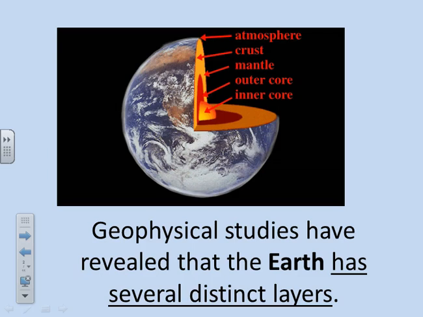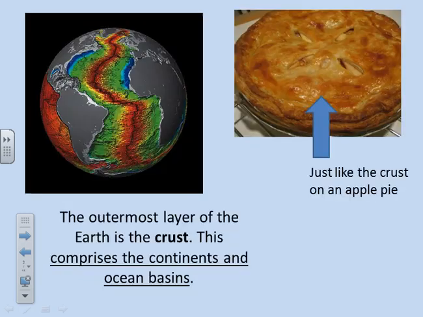We all know that Earth does have several distinct layers. And if you take a look at the graphic, you will see that the inner core, outer core, mantle, crust, and atmosphere is labeled. Okay, so Earth is made of several distinct layers.